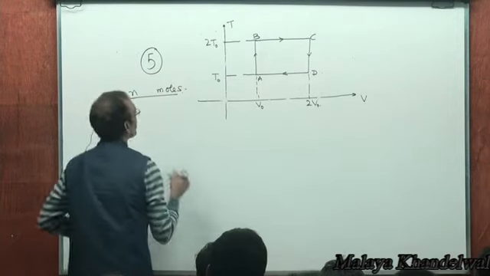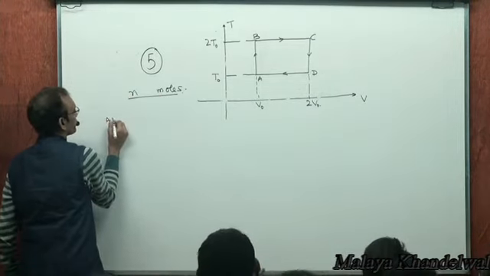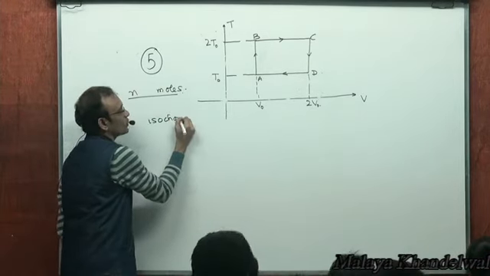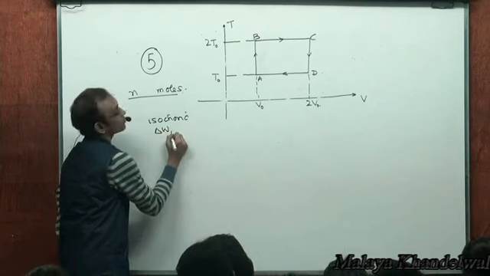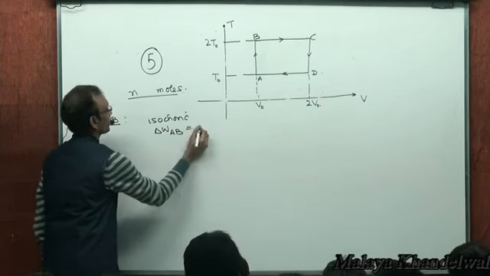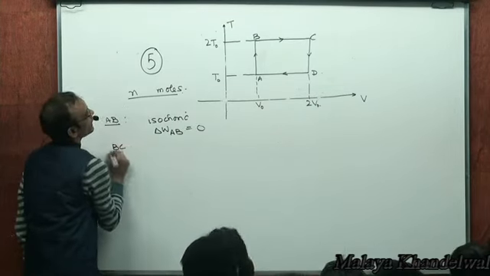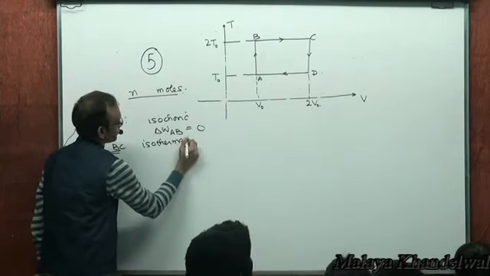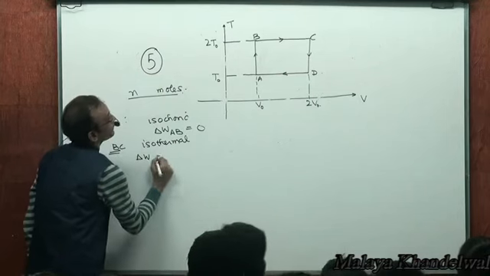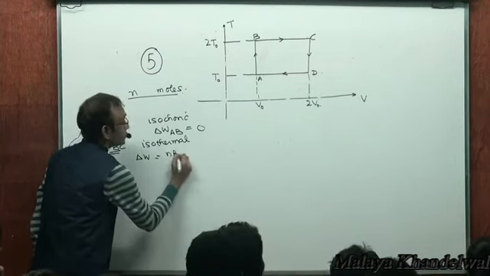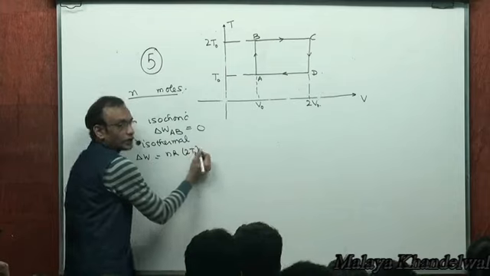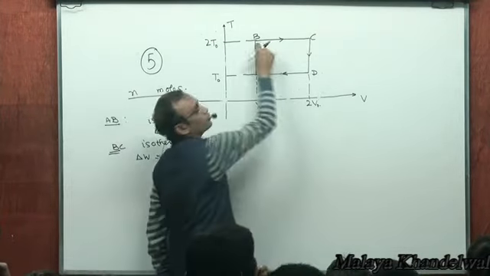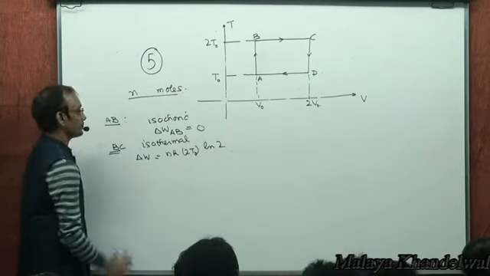So then, for A to B, what kind of a process is it? Isochoric. So work done is 0. B to C, what kind of a process is it? Isothermal. Work done would be NR 2 T naught, temperature is 2 T naught, into log final volume by initial volume, log 2, right? That's the work done in BC.